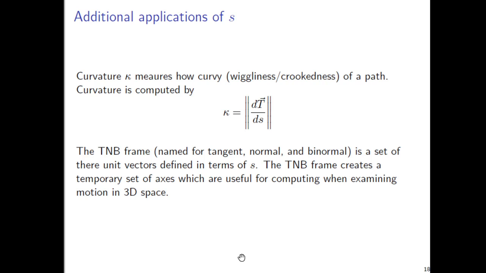Again, we don't use it. I've never used it in Calc 3. It's just a nice application. If you actually deal with motion in space, by space, I don't mean outer space. I just mean in three-dimensional space, this TNB frame can be very helpful for computation. But we won't need it, so let's not get into the details of it.